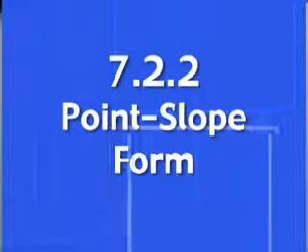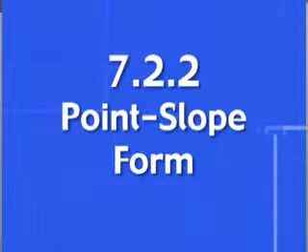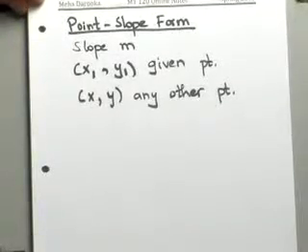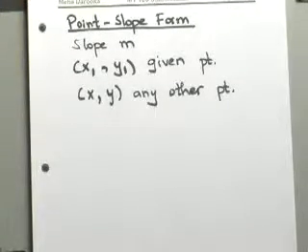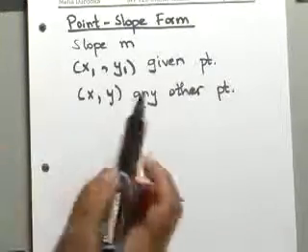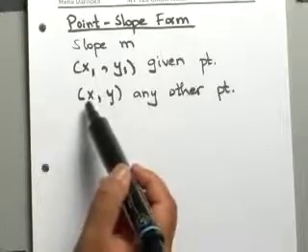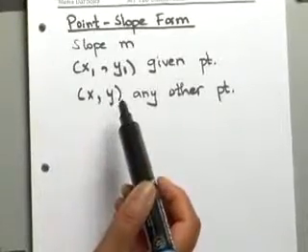Now the next form that I would like to talk about is what we call the point slope form. In your point slope form, to come up with that form, again we will need the slope of a line, and we're going to need 2 points on the line. We're using a given point x1, y1, and we have just any other point which is x and y.